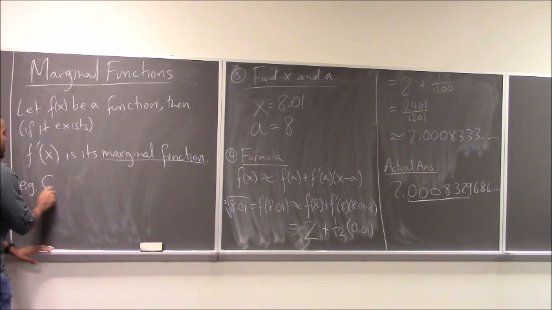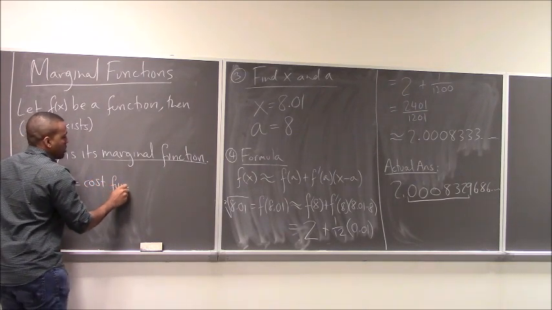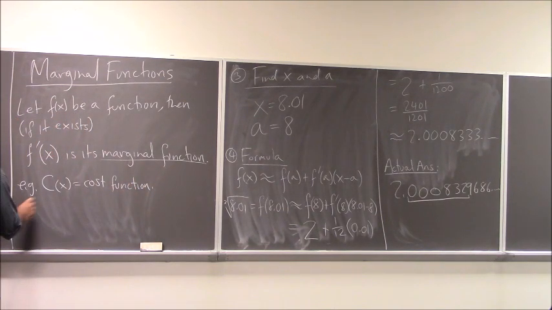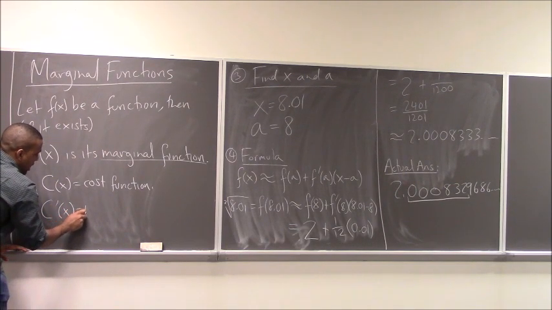So for example, let's say you have C of x equals a cost function. So this is a function that gives you the cost of x items, by some data that you have. Then if you take the derivative of this function, you call that the marginal cost.